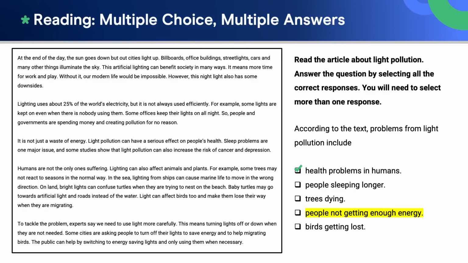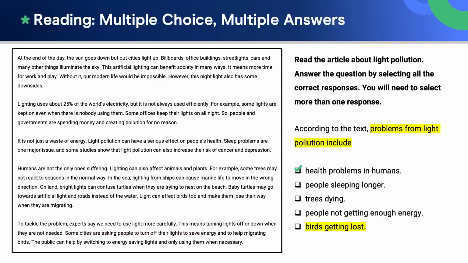So option 4 says, people not getting enough energy. Here's where the text mentions people and energy. It says, some cities are asking people to turn off their lights to save energy. So here it's saying people will use less energy, but it's not saying this is a problem due to light pollution. This option is incorrect.